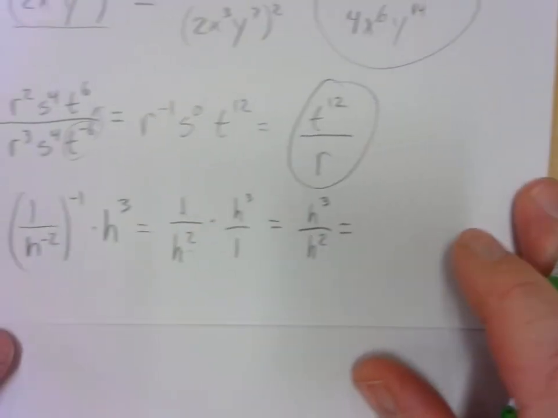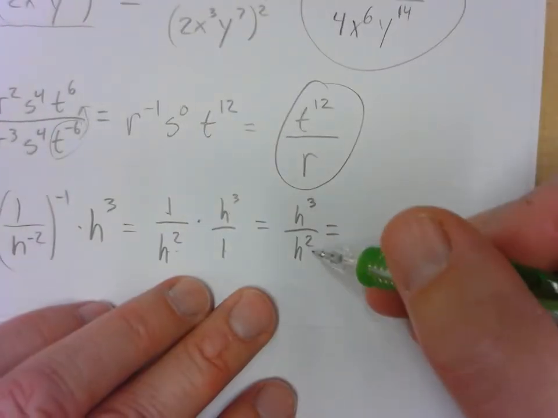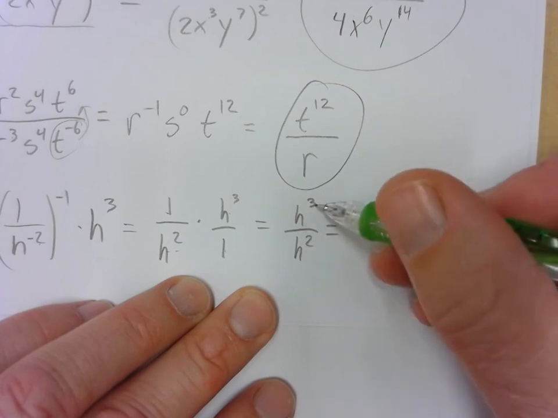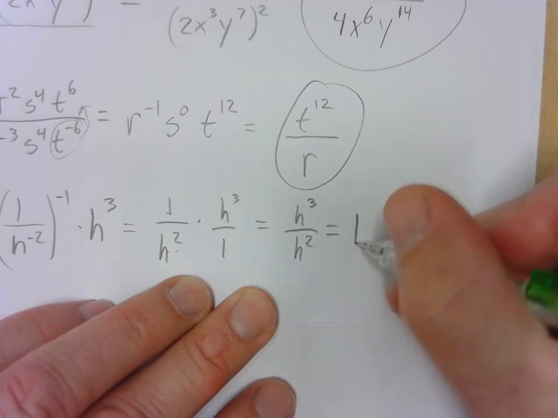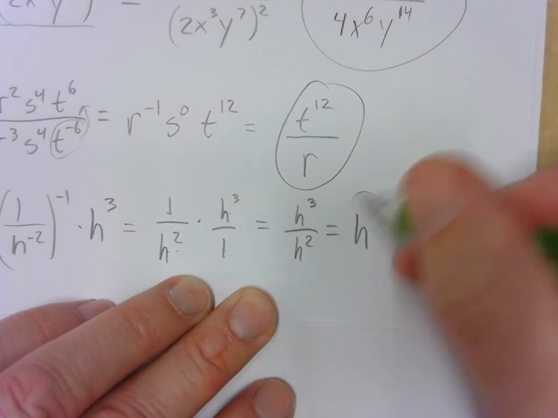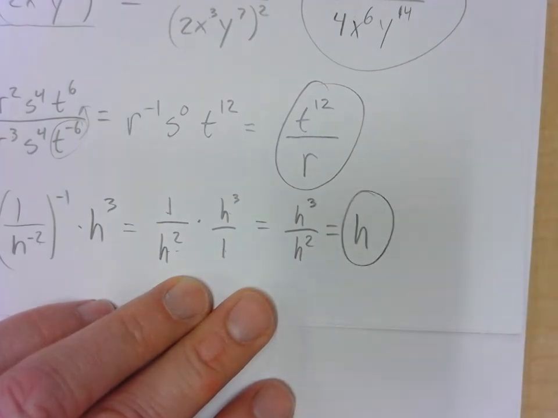Then we have this situation here. When you have like bases and they are divided by each other, we just subtract the exponent. So it's h to the 3 minus 2 is 1, so you can call it h to the first power or just plain old h. All right, there we go.